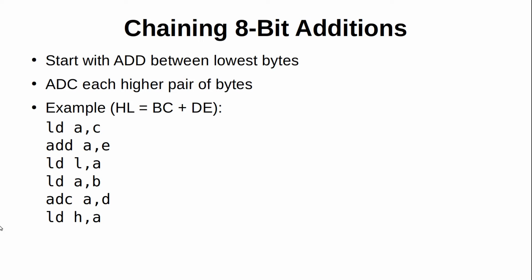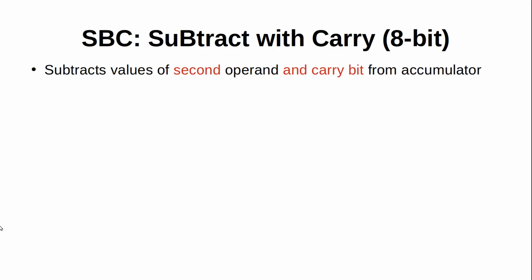Then we just copy the high byte of the complete sum in A into H, and we're done. The carry bit may still be set, and that would indicate that the total 17-bit sum was greater than the maximum 16-bit value of 65,535. For subtraction, we have subtract with carry, or SBC.